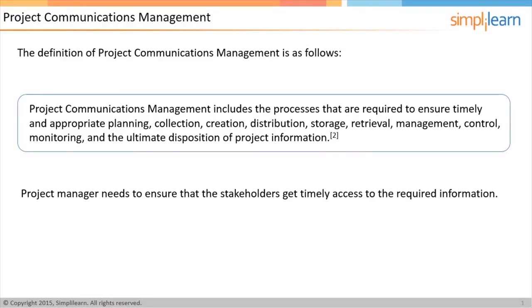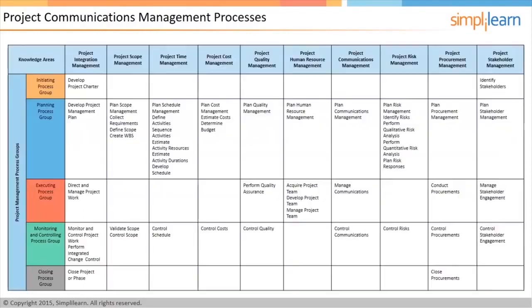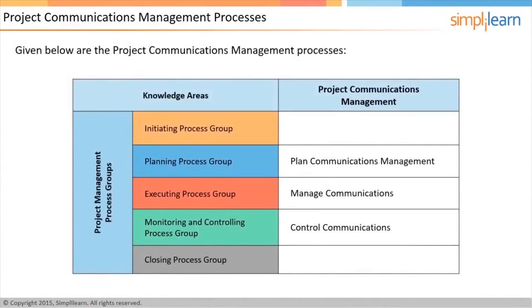In the next screen, let us discuss the project communications management processes. There are 3 project communications management processes. Each process is carried out during different process groups. Plan communication management is done during planning process group. Manage communications is done during executing process group. And control communications is done during monitoring and controlling process group. In the next few screens, we will cover each of these processes in detail.